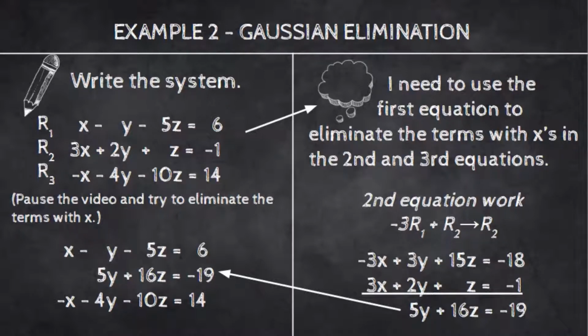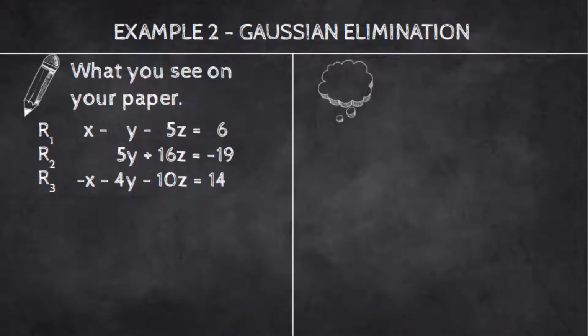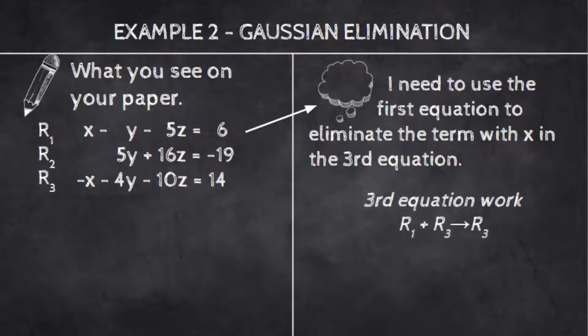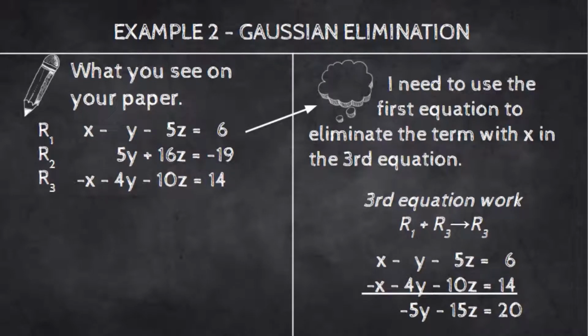Now let's move to the third equation. This is what you see on your paper, and in your mind you're thinking, okay, I have to get rid of the negative x at the beginning of row 3, and I have to use row 1 to do that. Okay, must use that first equation. So that's a pretty easy one. The third equation is R1 plus R3, and it's going to give you your new third row. So you just write the two of them down and add together. You get negative 5y minus 15z equals 20.